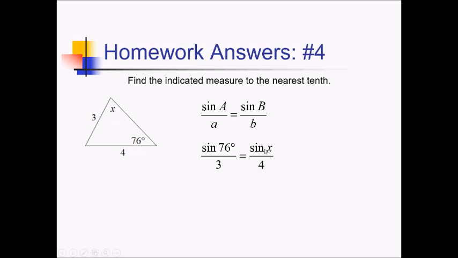Let's isolate sine of x. So we multiply 4 to the other side. That's 4 sine of 76 over 3. And now on the calculator, I'm going to do sine inverse of all this stuff. That's going to get rid of sine and just give us x.